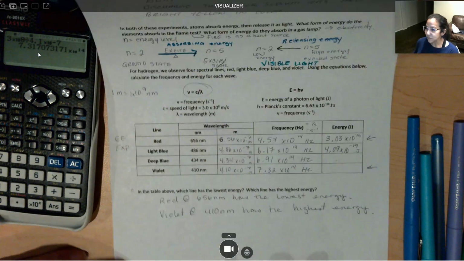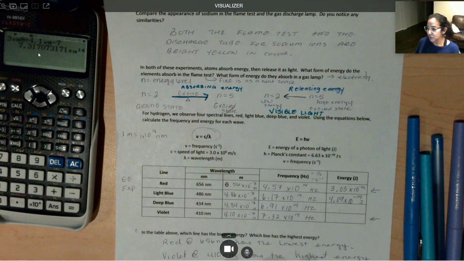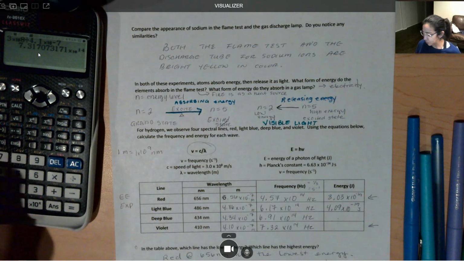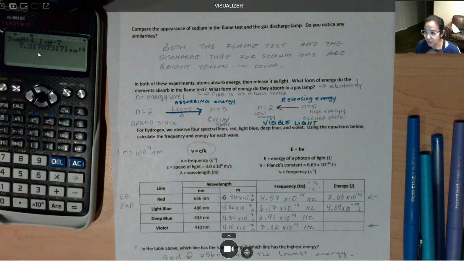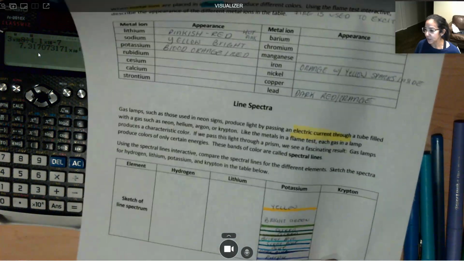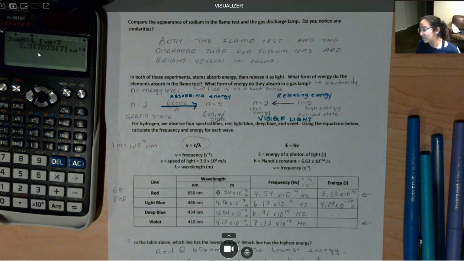All right, you guys, I hope this video is helpful and it helps you during your lab, and you know what your expectations are when it comes to describing your colors, drawing your line spectra like this one right here, and doing some of that math.